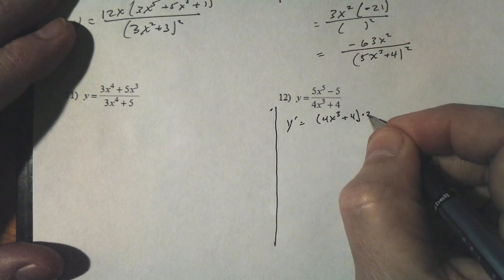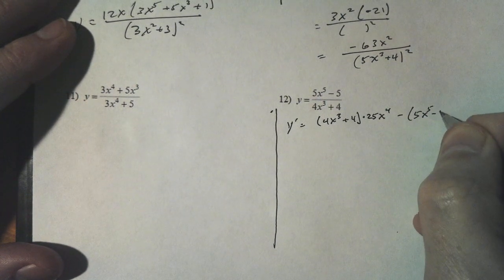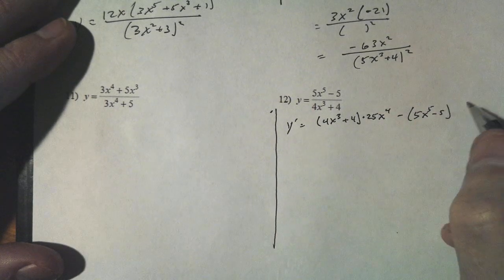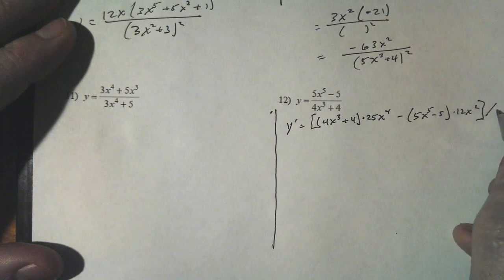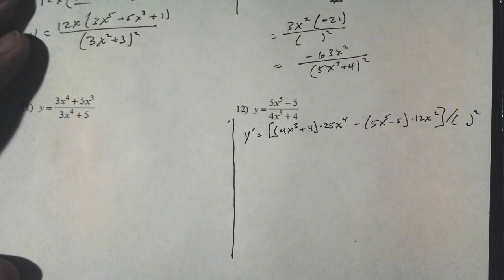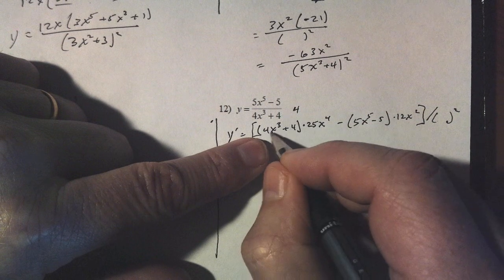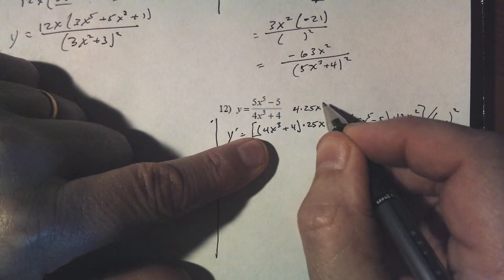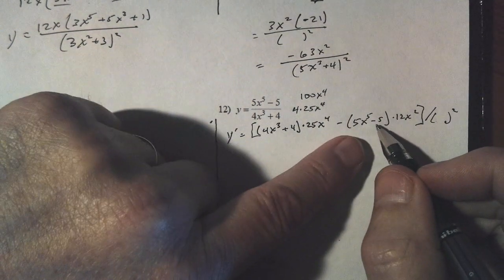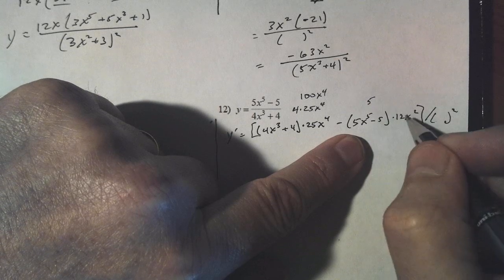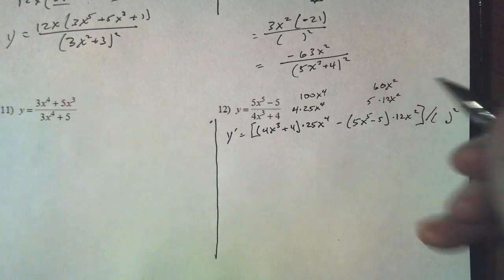D high, 25x to the 4th, minus high D low, 12x squared, all over the square of the thing below. So out of here, I could factor out a 4. I could factor out 25x to the 4th, so I could factor out up to 100x to the 4th. From here, I can factor out a 5. I could factor out a 12x squared, so I could factor out up to 60x squared.